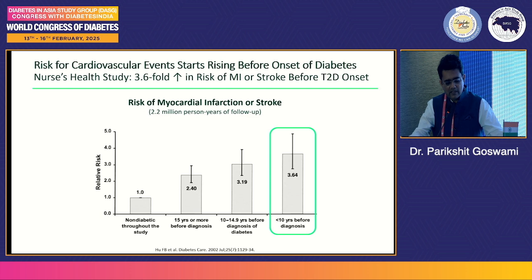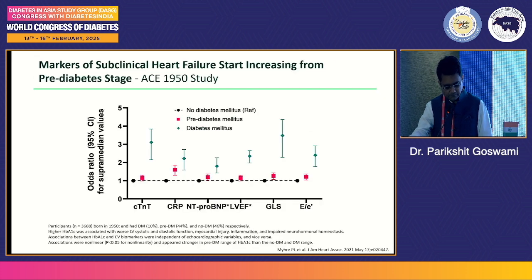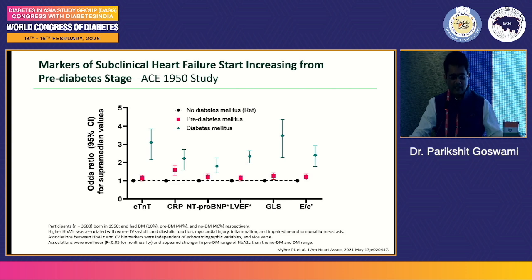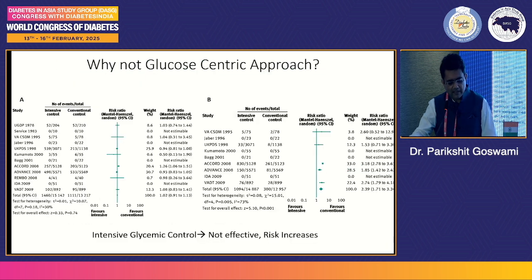Risk for cardiovascular events starts rising before onset of diabetes. This is again the Nurses' Health Study: a 3.6-fold increase in risk of myocardial infarction and stroke before type 2 diabetes onset. These are the markers for subclinical heart failure: cardiac troponin T, CRP, NT-proBNP, LV ejection fraction, global longitudinal strain, and E by E prime ratio. Even at the pre-diabetes stage, you have raised markers for subclinical heart failure.